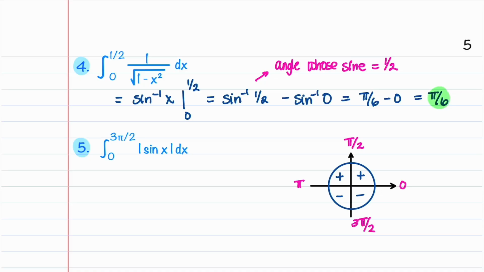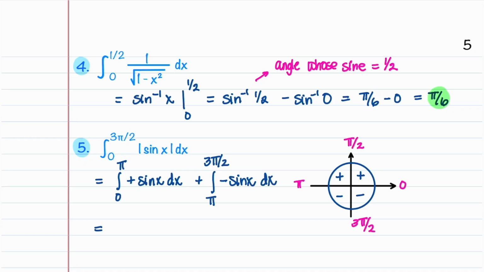We can now break up our integral into the first piece where sine is positive, and that is going to be from 0 to pi, and we have plus sine x dx. And then we have the piece where sine is negative, and that is from pi to 3 pi over 2, and we're going to integrate minus sine x dx.